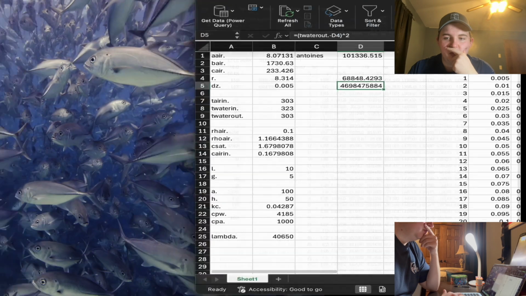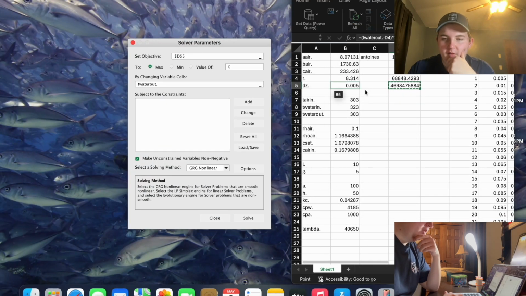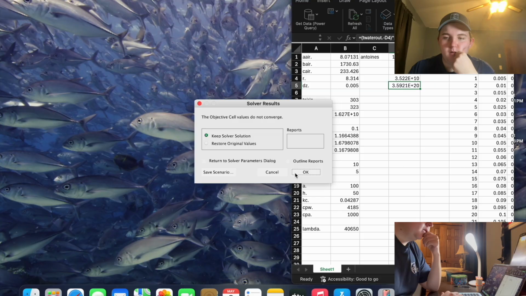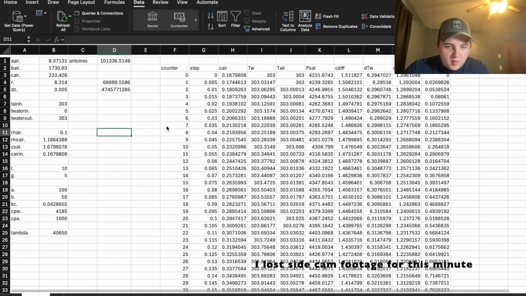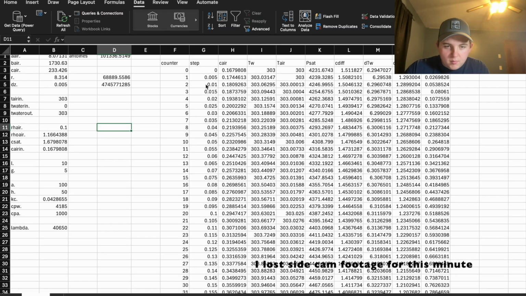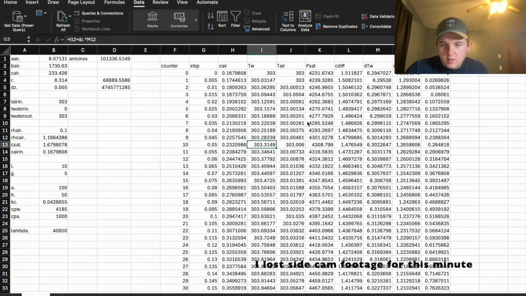So let's open solver. We already have the right setup because, again, I was testing it earlier. And then for our variable cell, we're going to have T water out, I believe. Hopefully it does not fail to converge. Okay, I'll be back again. Okay, I think we used solver, and we got our values for T water.